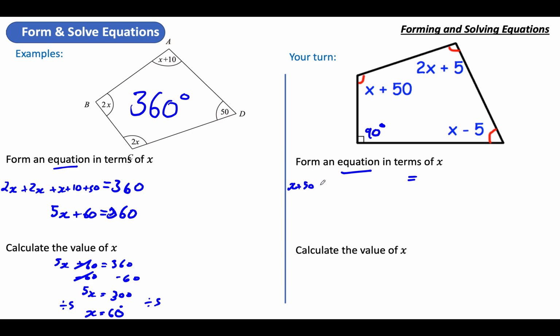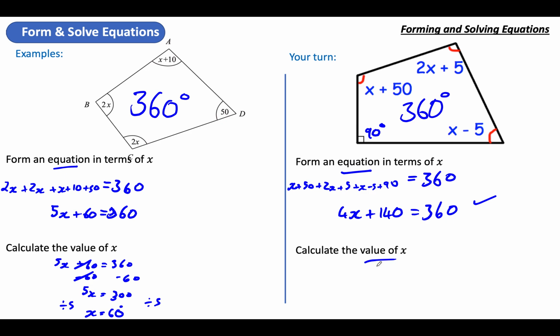Add the angles up. x plus 50 plus 2x plus 5 plus x, take away 5, plus 90 equals, well, let's sort this out. x plus 2x is 3x, plus another x is 4x, and then 50 plus 5 is 55. Take away 5 is back to 50, add 90 is 140. Right, now, what do we think it equals? Well, it's a four-sided shape, so the angles add up to 360. So these, when you add them up, must equal 360. There's my equation.